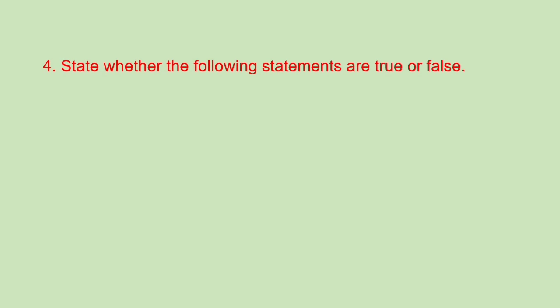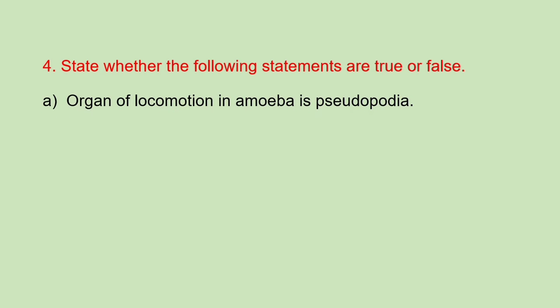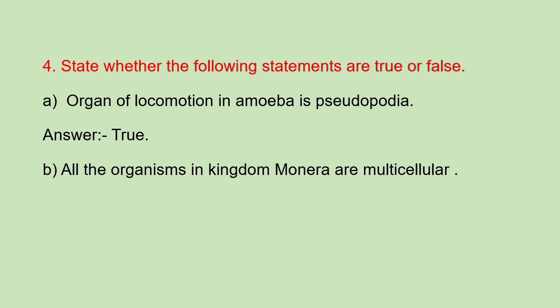Question number 4 is: state whether the following statements are true or false. The first statement is: organ of locomotion in amoeba is pseudopodia. And the answer is true. The second statement is: all the organisms in kingdom Monera are multicellular. And the answer is false, because in Monera all the living organisms are unicellular.